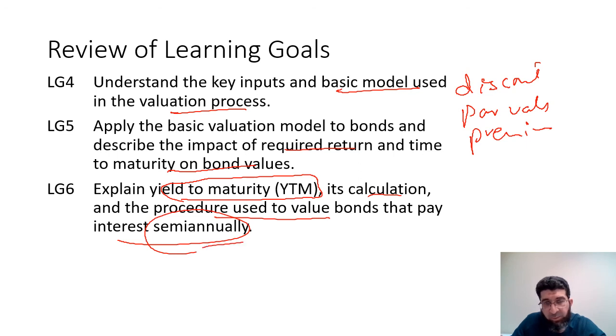So we only cover semi-annually, although a similar procedure can be used to calculate quarterly, or the frequency can be changed as per the requirements. However, we stay connected to only semi-annual interest payments.